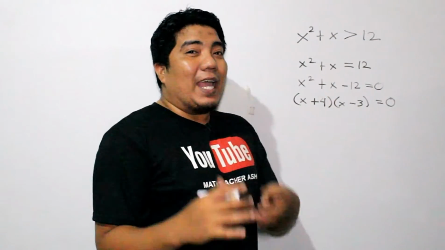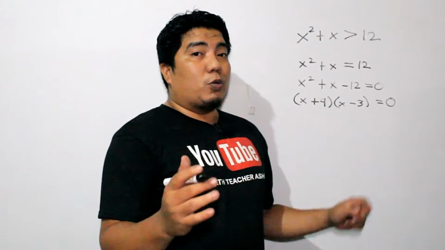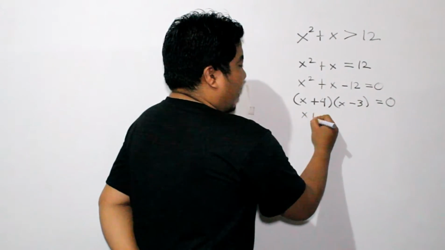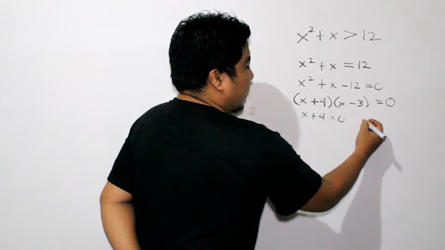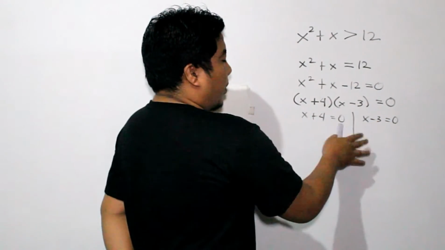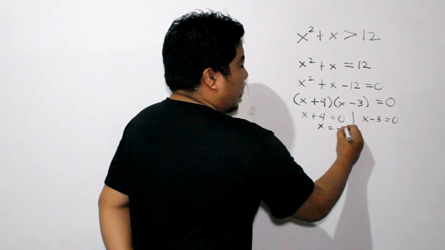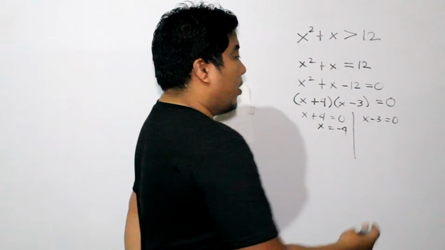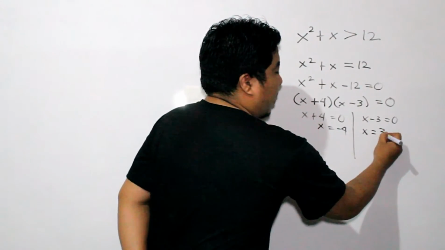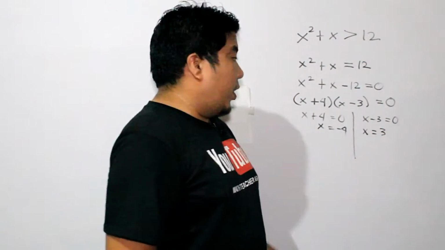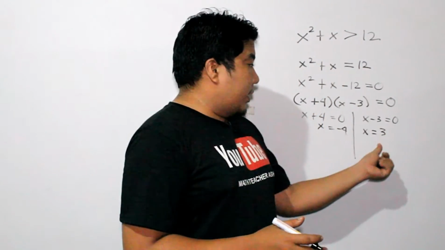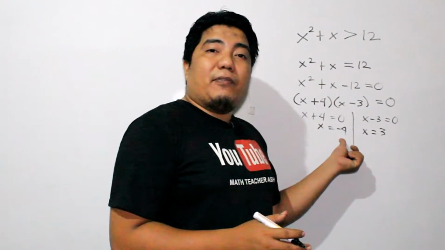Easy, right? Now, if you are in this part of your solution, what you need to do is solve them separately to get the value of your x. So, that is x plus 4 and x minus 3 is equal to 0. By using the transposition property, this becomes negative 4. By the use of the transposition property, this will become positive 3. Therefore, this means that the boundaries of my answer are 3 and negative 4.